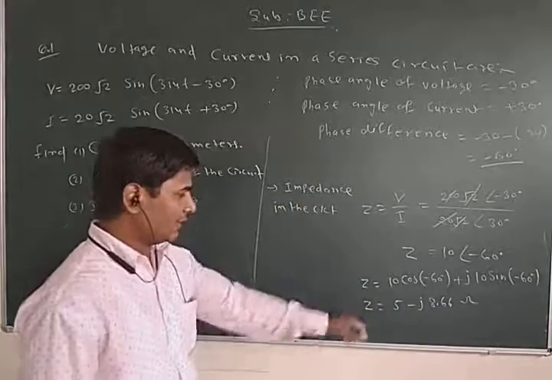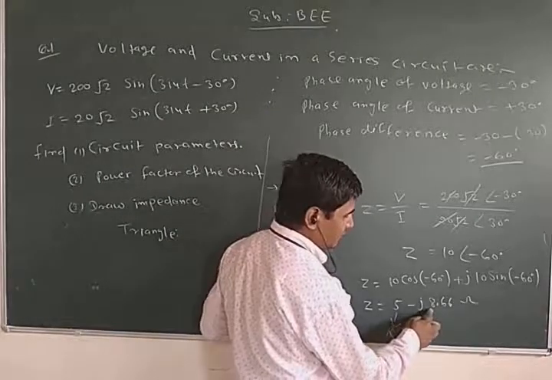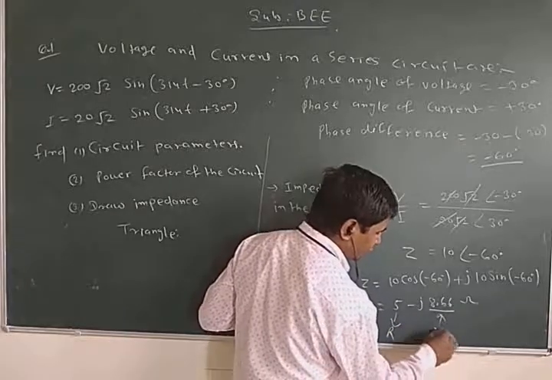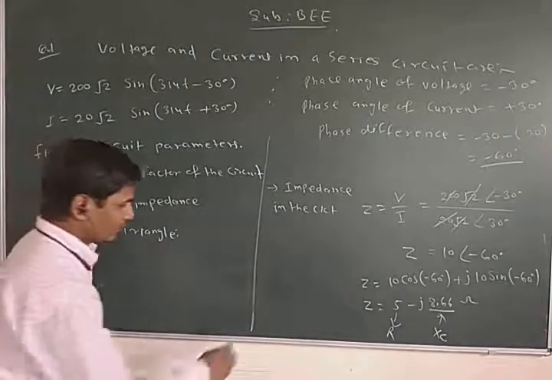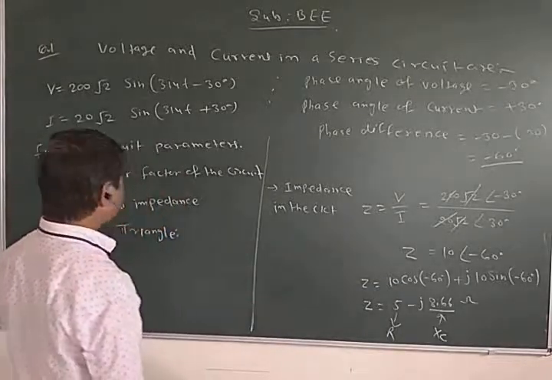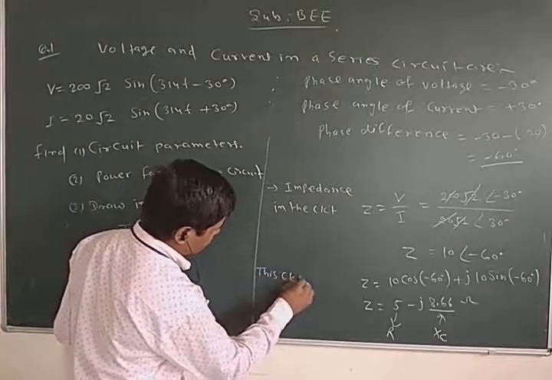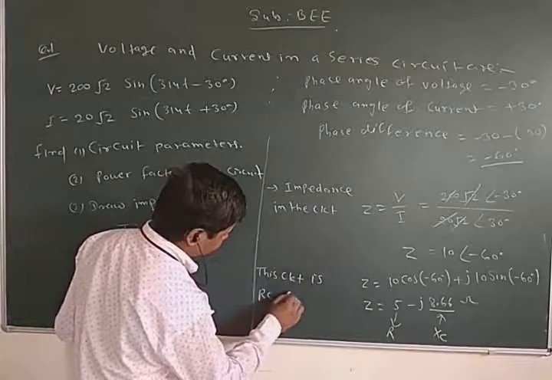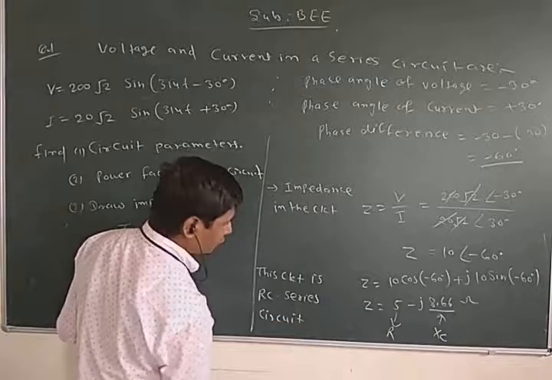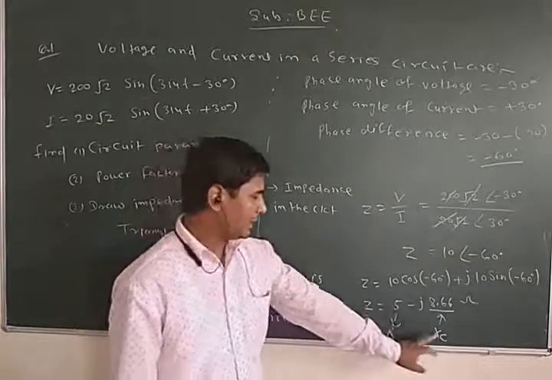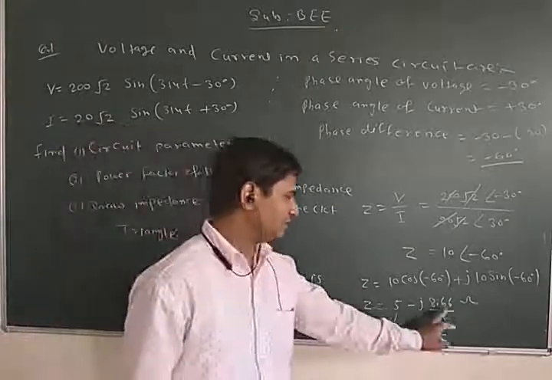So here we can see that 5 is R and minus j 8.66 is the value of XC. So this series circuit is an RC series circuit, where R is equal to 5 ohm and XC is equal to 8.66 ohm.